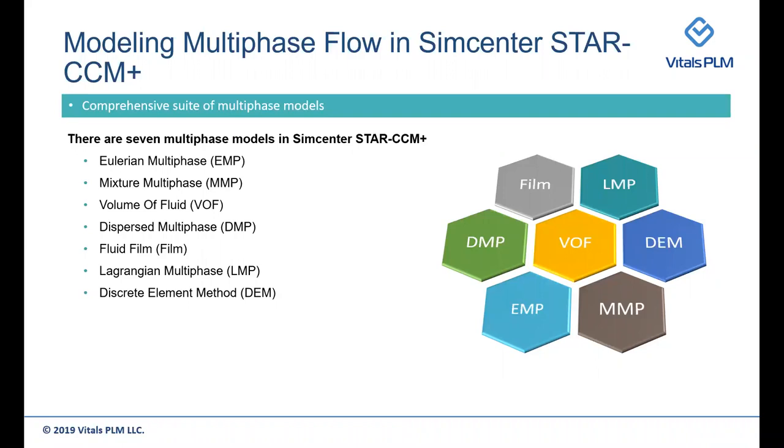SimCenter STAR-CCM+ is a comprehensive suite of multiphase models. There are seven multiphase models available in SimCenter STAR-CCM+. The first one is the all-in-one multiphase model called EMP. The second is the mixture multiphase model, then volume of fluid, dispersed multiphase, fluid film, Lagrangian multiphase, and dispersed discrete element method. All these seven models have different strengths, and they can be used in combination to cover all the needs.